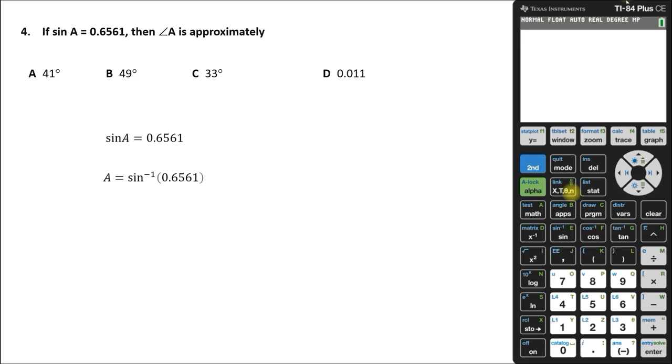So we're looking for the angle A, and we figured out that it is the inverse sine of 0.6561. So to get that inverse, we click on the second function button. Then our sine becomes an inverse sine. We simply enter 0.6561. Click enter, and we get a value of 41 degrees.